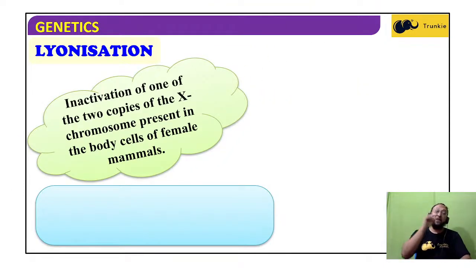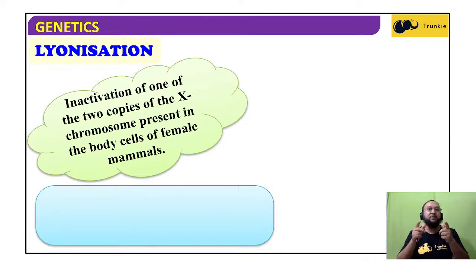Inactivation of one... now this Lyonization and Barr bodies are interrelated. After studying this Lyonization, you will be able to completely understand what a Barr body is. So what are these Barr bodies actually? Lyonization means inactivation of one of the two copies of the X chromosome that is present in female mammals. There are two X chromosomes.